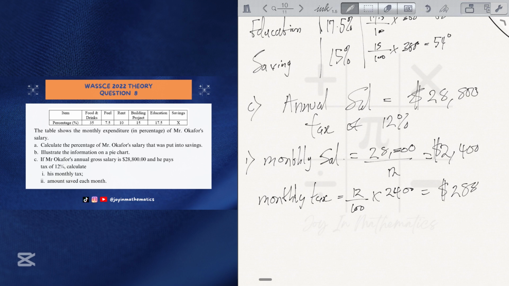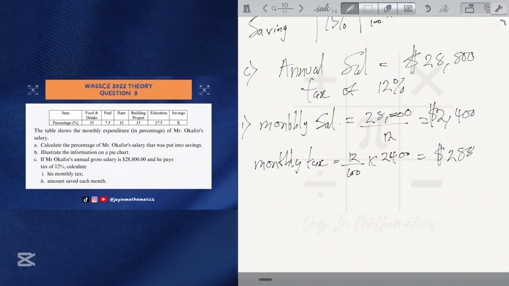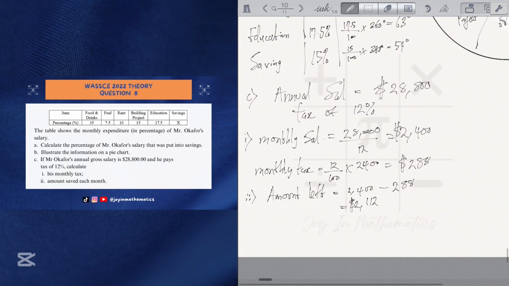And moving on, they ask us to find the amount Mr. Okafor saves each month. So each month now, after he pays the tax, we have an amount left, because there's a system where you have to pay tax before you can save, which brings us to another principle in finance. So the amount you have left in a month will be equal to the monthly salary, that's 2,400, minus the monthly tax, 288, and this is equal to 2,112.